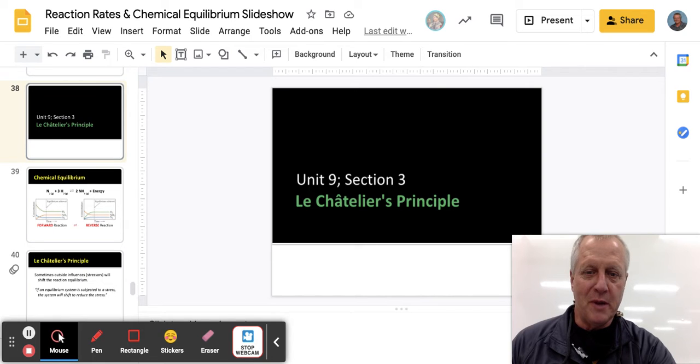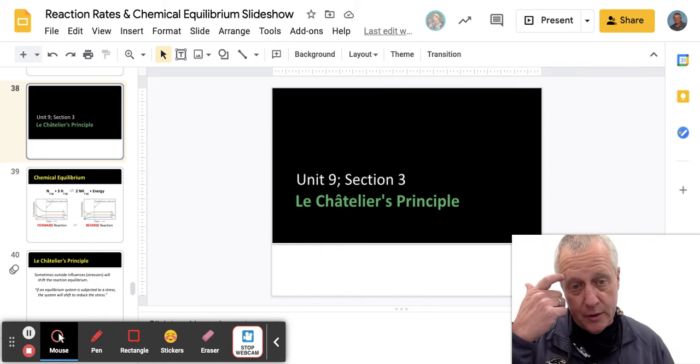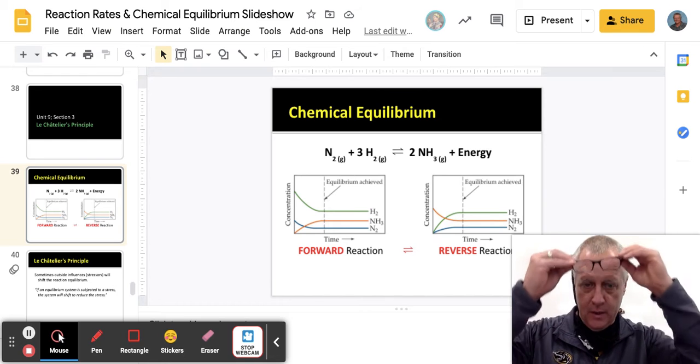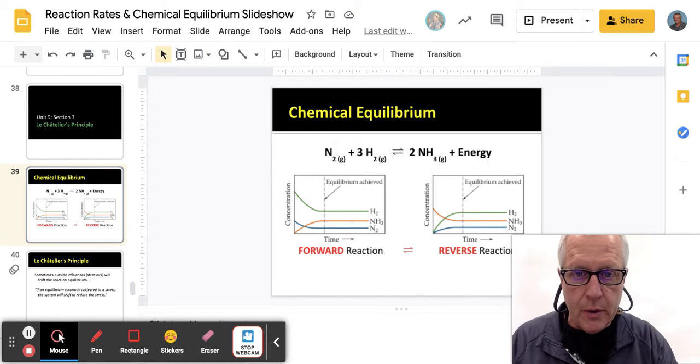Hi, chemistry students. All right, here we're reaching the last section of Unit 9, reaction rates and chemical equilibrium. And so there was a character in history, Le Chatelier, and he investigated these reaction rates, and these are some of the principles he came up with.